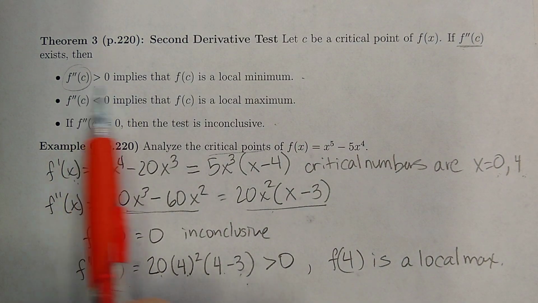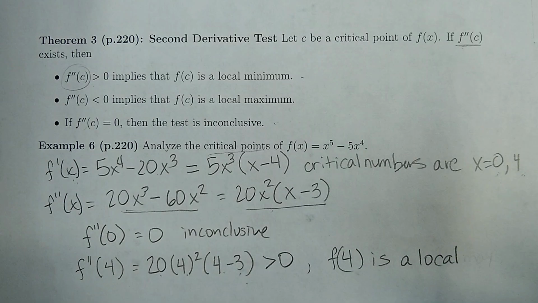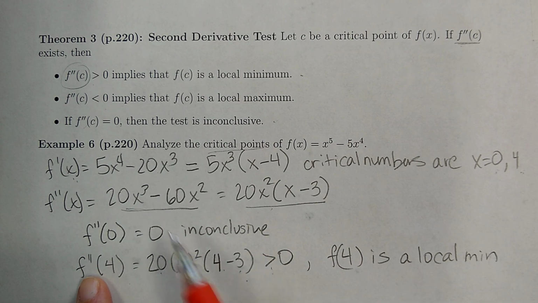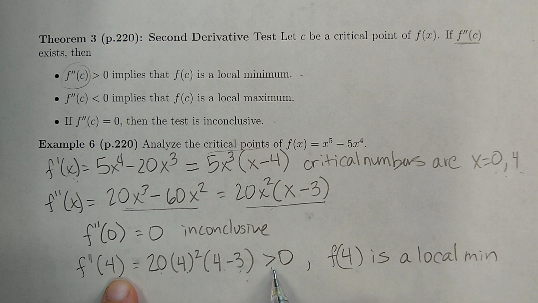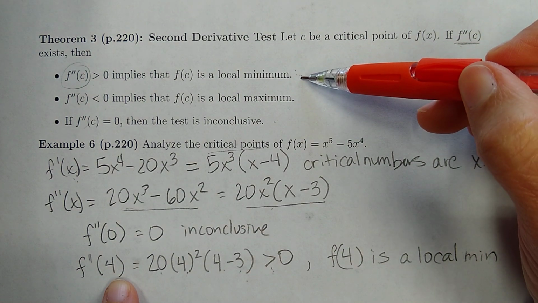Whoops, did I do that wrong? Local min. Yeah, I did it wrong. That happens. So we got that the second derivative evaluated at the critical number, which we found using the first derivative, is positive, so f at 4 is a local minimum.